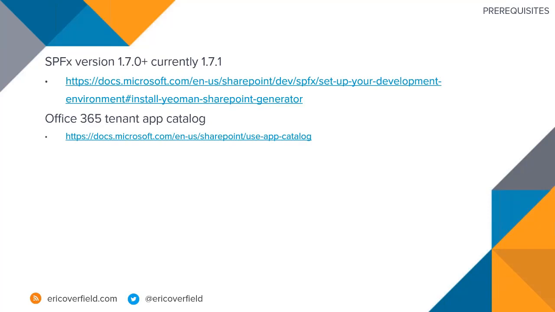You're going to need an Office 365 tenant app catalog. Now, if any of you have been working with SharePoint Framework, you effectively have already done that step because you would need it. There are two kinds of app catalogs in SharePoint. There's the tenant app catalog. This is one app catalog that's available to your entire tenant. Effectively, anything that's added to that is available to any site collection within your Office 365 tenant.